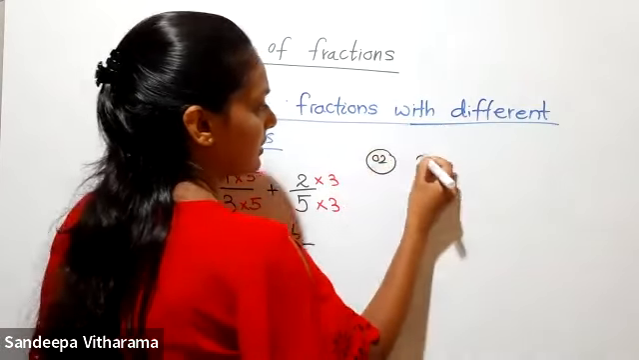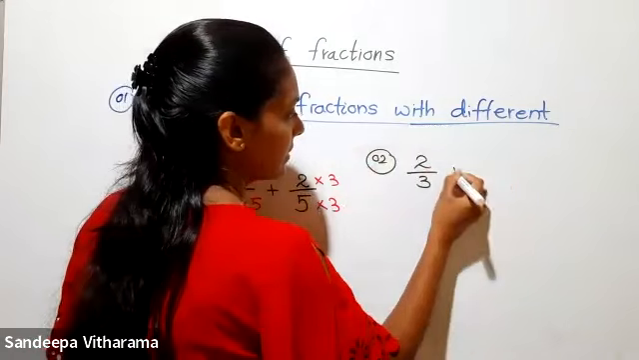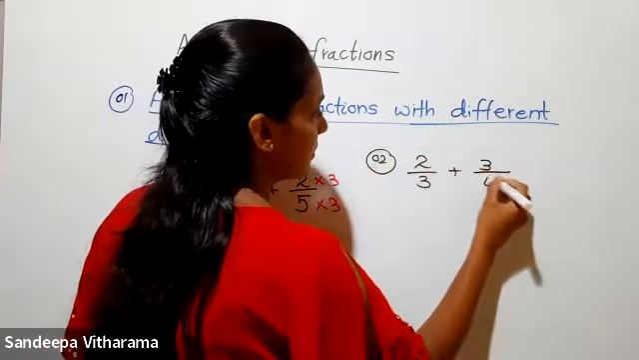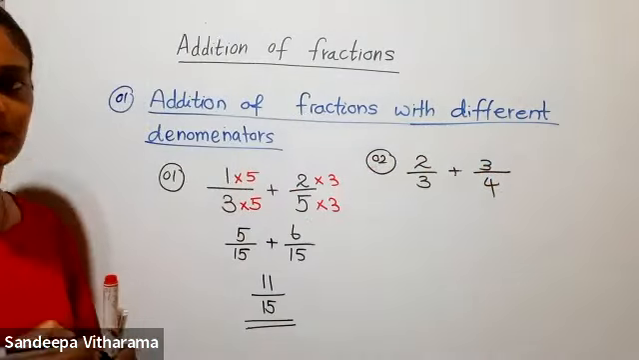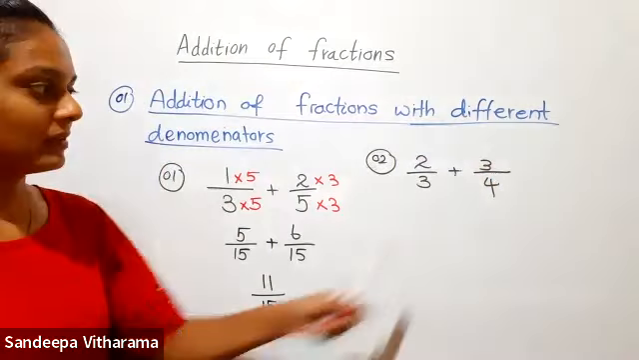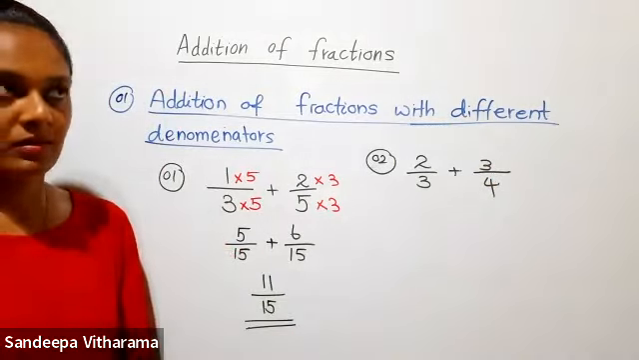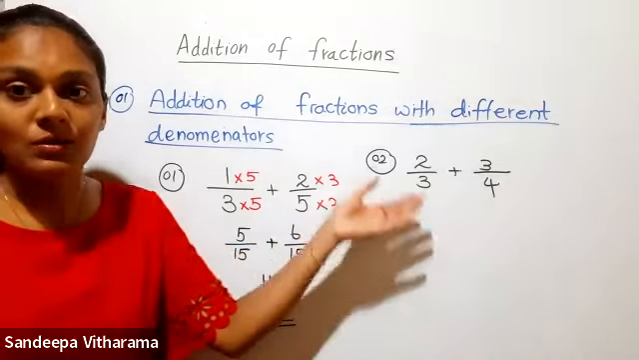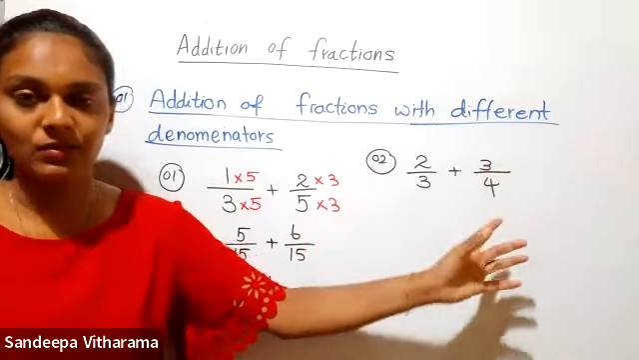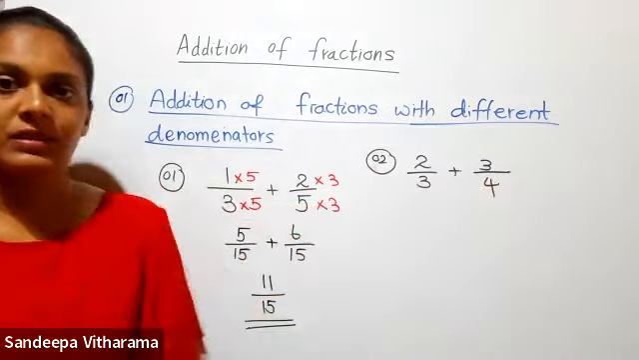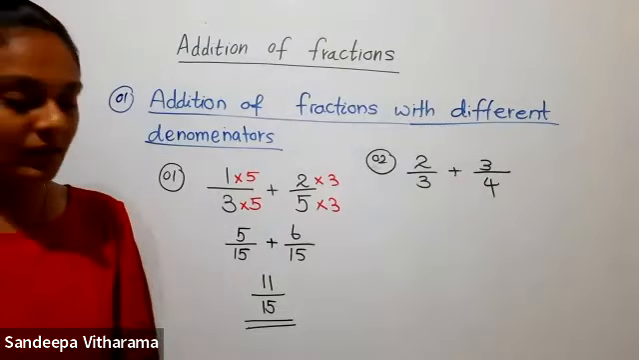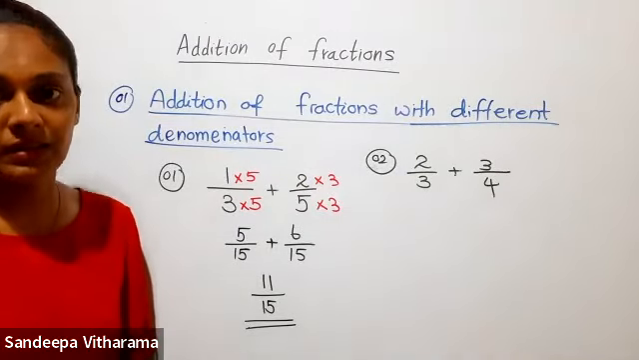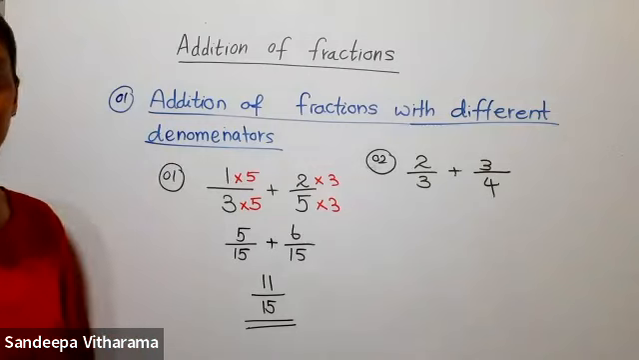Second one, it is 2 upon 3 added to 3 upon 4. Okay, do this by yourself. When we have two fractions with different denominators, you should know how we convert them into fractions with equal denominators. Okay.